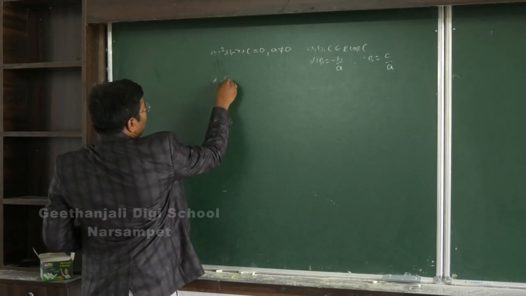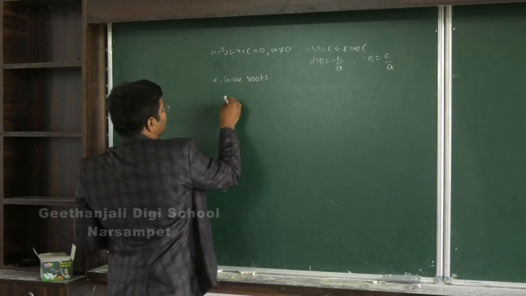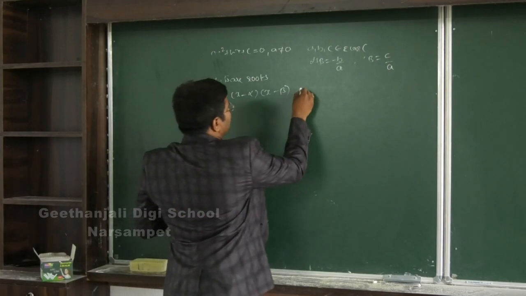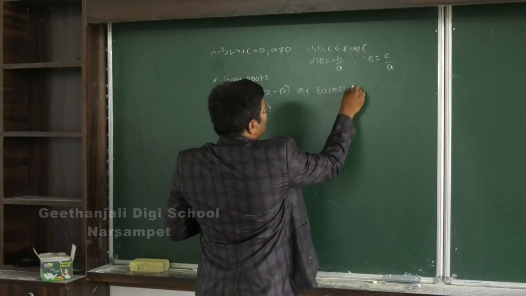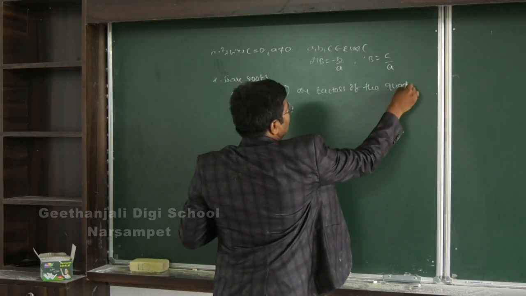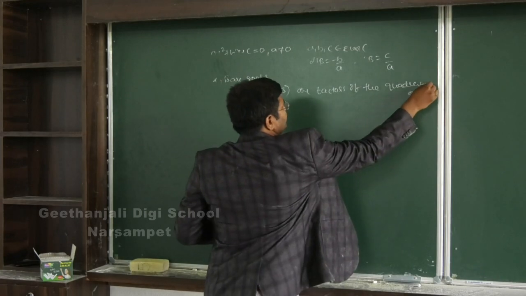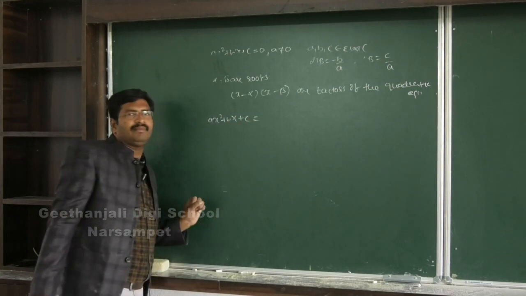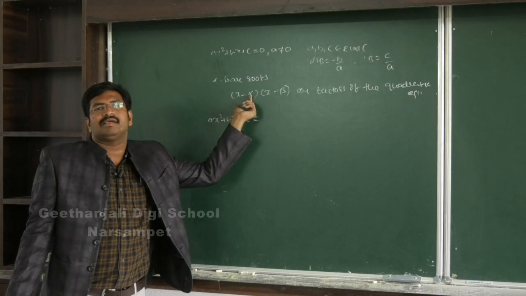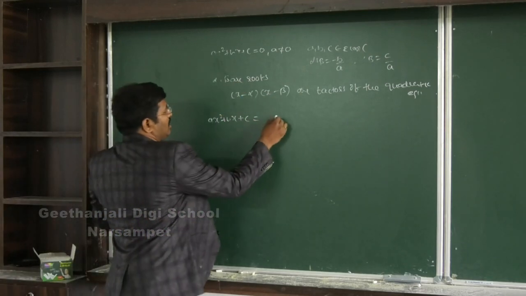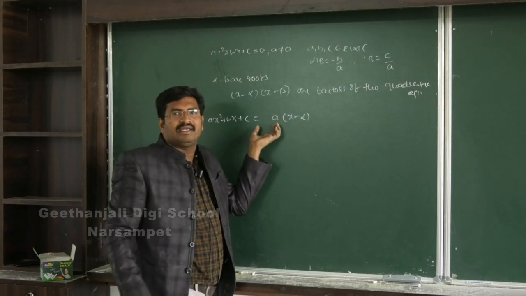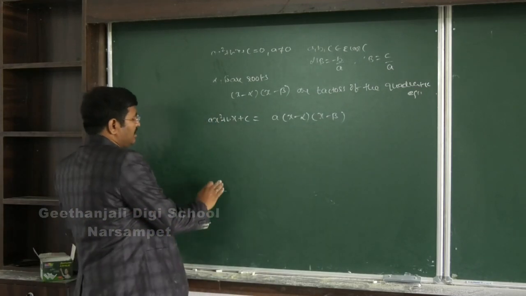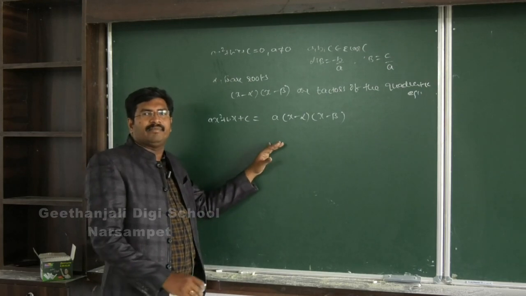If alpha, beta are the roots of the quadratic equation, then x minus alpha and x minus beta are the factors of the quadratic equation. That means ax square plus bx plus c is a product of the two linear factors into a scalar, which is a. So ax square plus bx plus c is equal to a into x minus alpha into x minus beta. Then dividing both sides by a, what will you get?